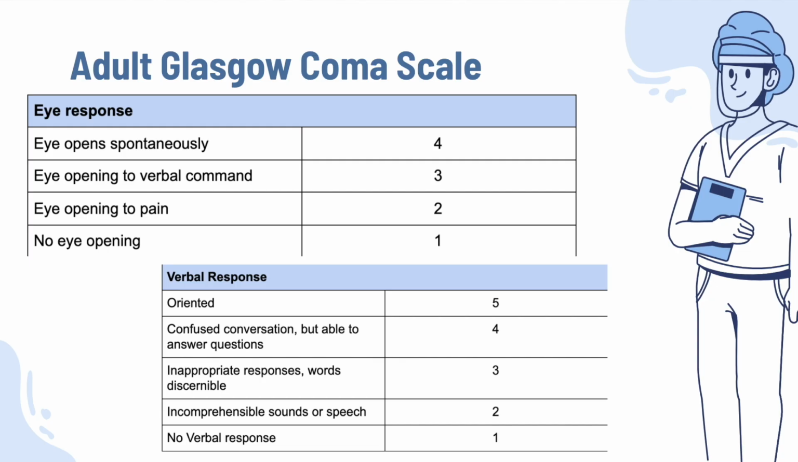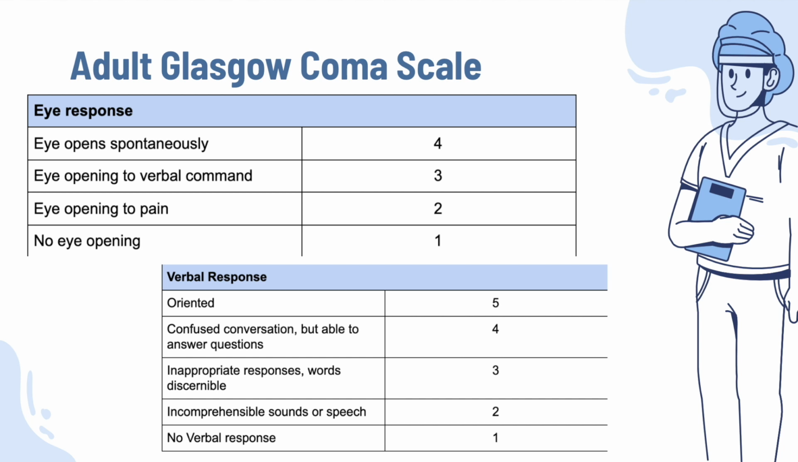Adult Glasgow Coma Scale. Eye response: eye open spontaneously, score of 4. Eye opening to verbal command, score of 3. Eye opening to pain, score of 2. No eye opening, score of 1.